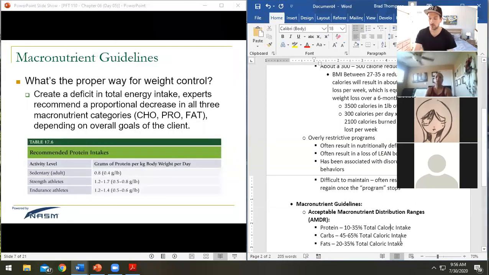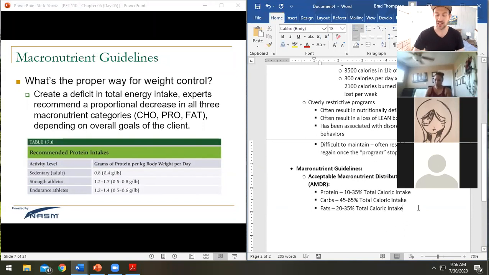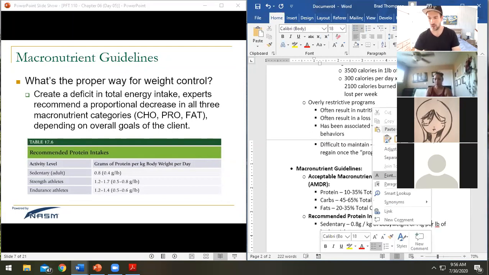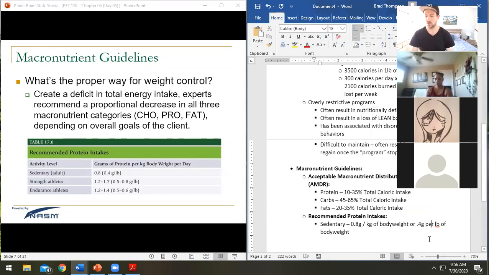Instead, my favorite method for recommended protein intakes: if your client is sedentary, that is going to be 0.8 grams per kilogram of body weight, or 0.4 grams per pound of body weight, right? Either of those is going to work.